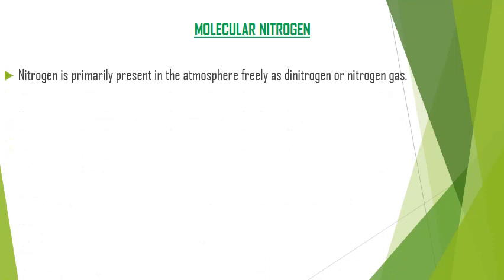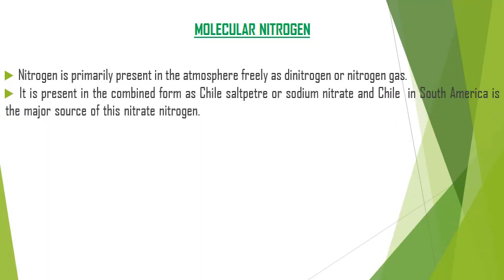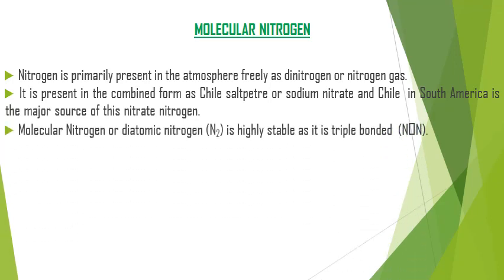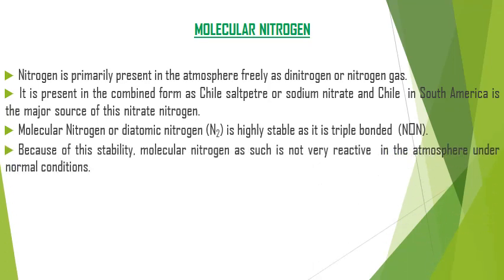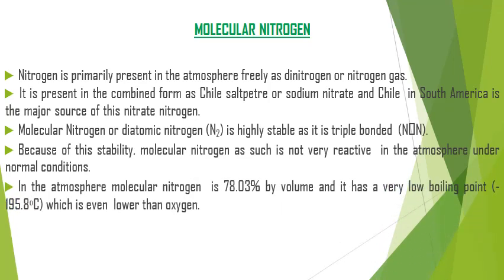Molecular nitrogen. Nitrogen is primarily present in the atmosphere freely as dinitrogen or nitrogen gas. It is present in the combined form as Chile saltpeter or sodium nitrate, and Chile in South America is the major source of this nitrate nitrogen. Molecular nitrogen or diatomic nitrogen is highly stable as it is triple bonded. Because of this stability, molecular nitrogen as such is not very reactive in the atmosphere under normal conditions.